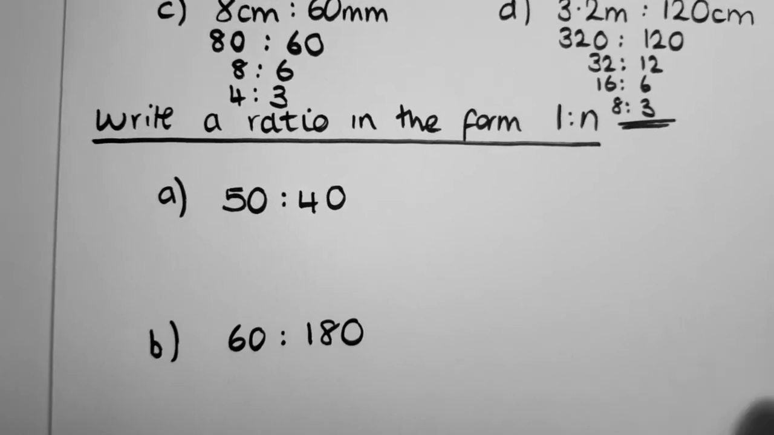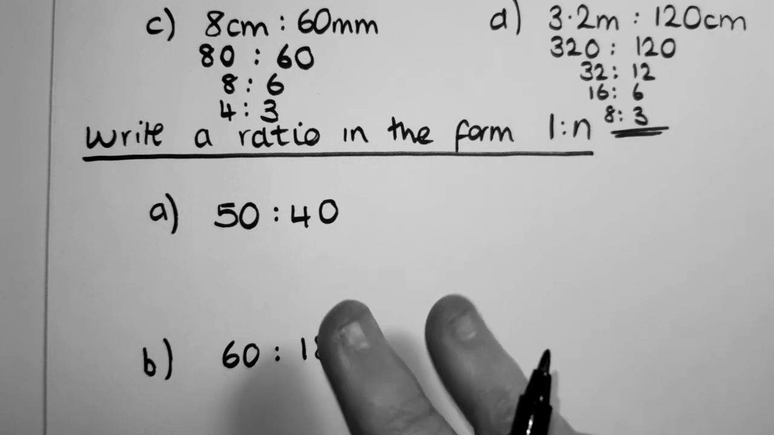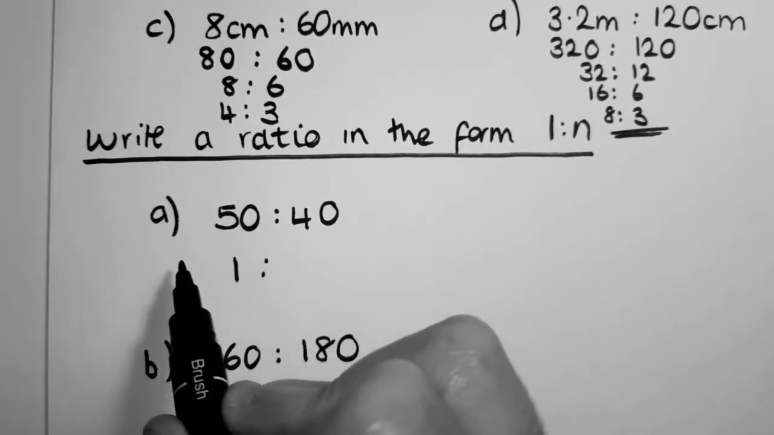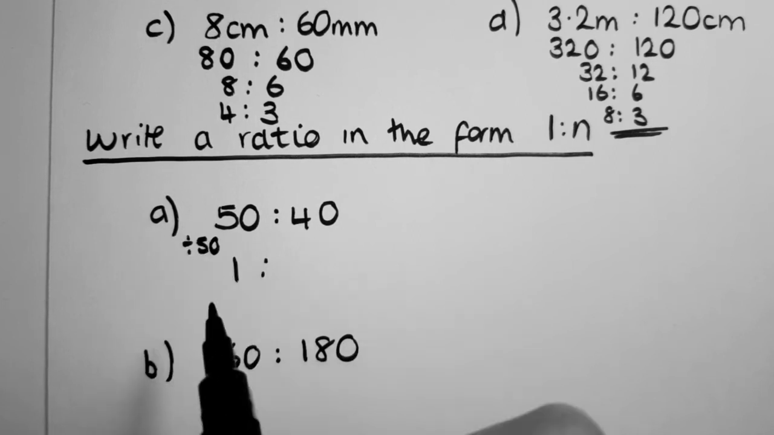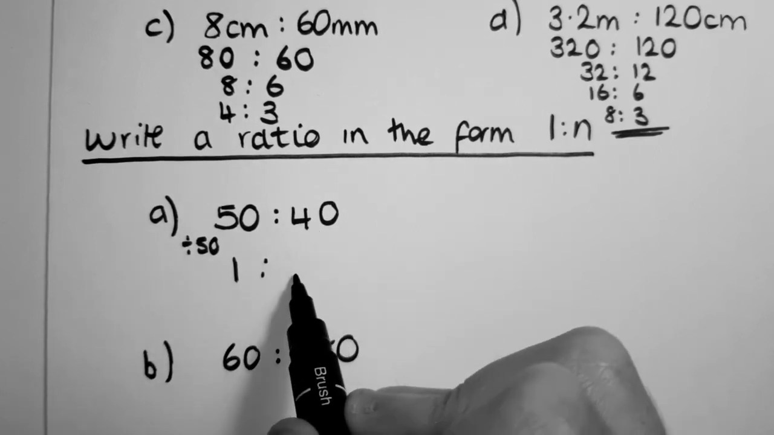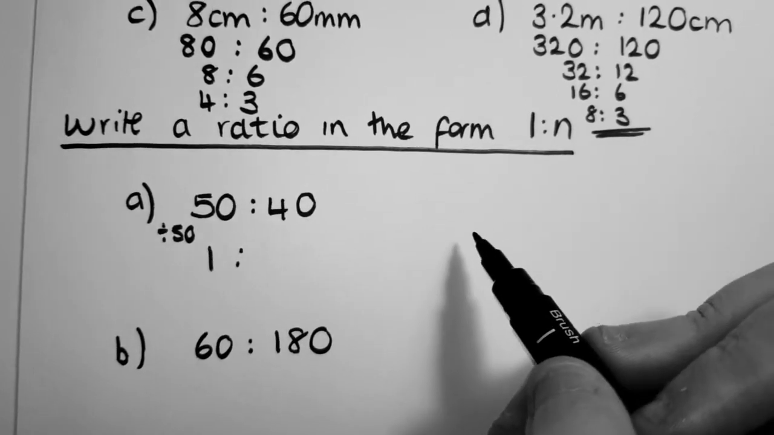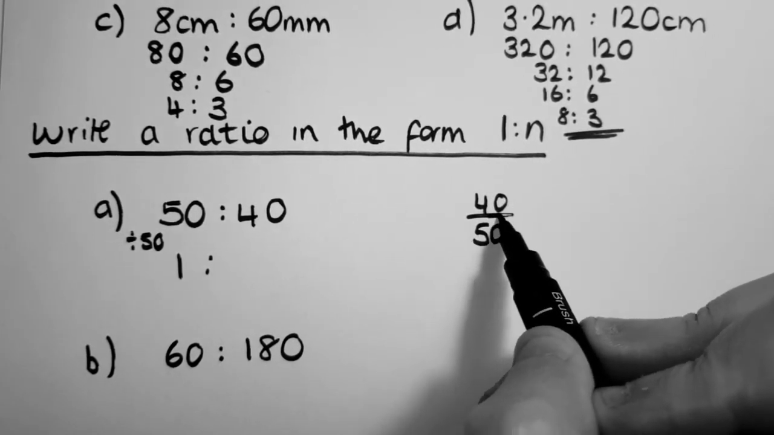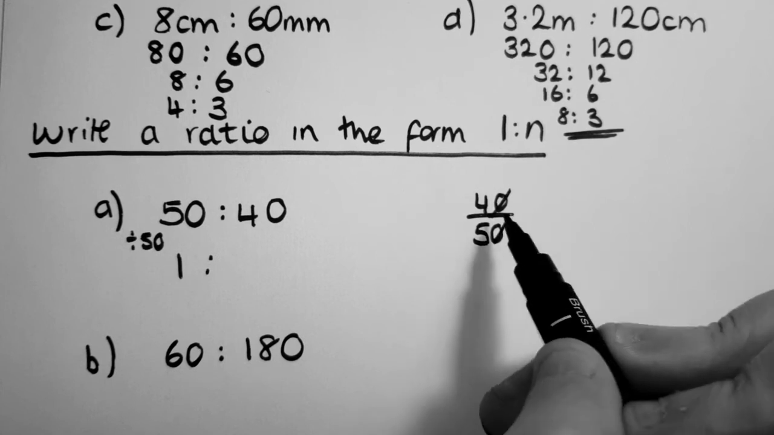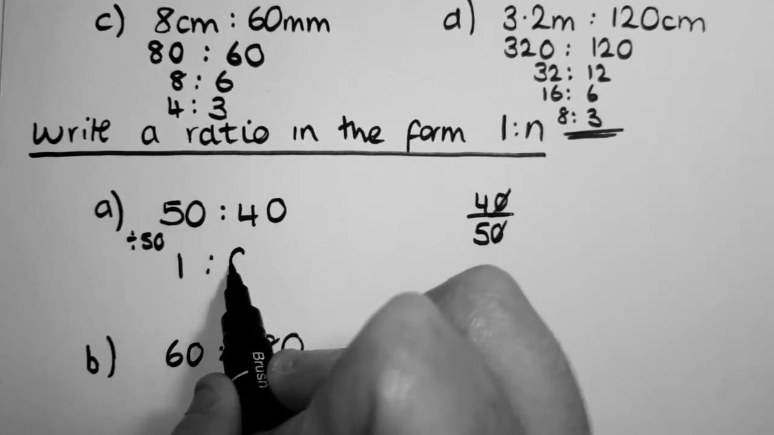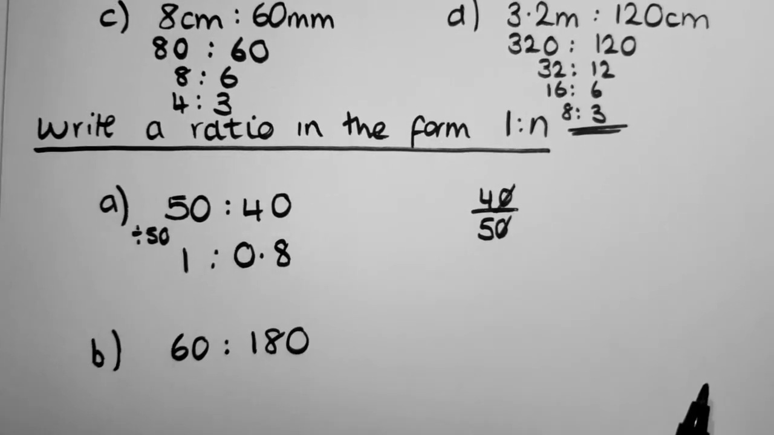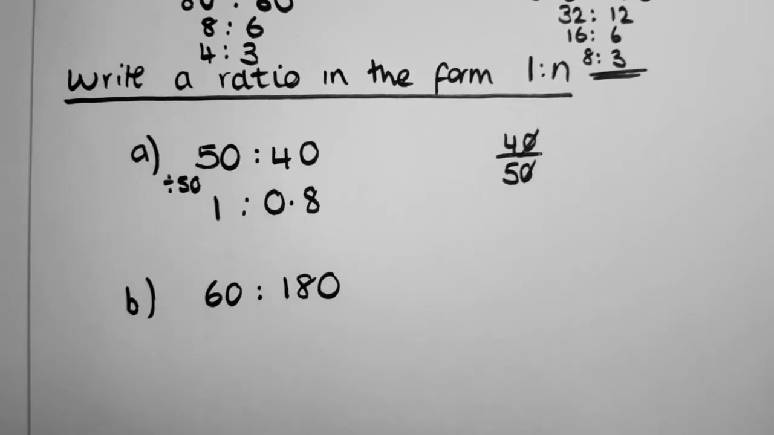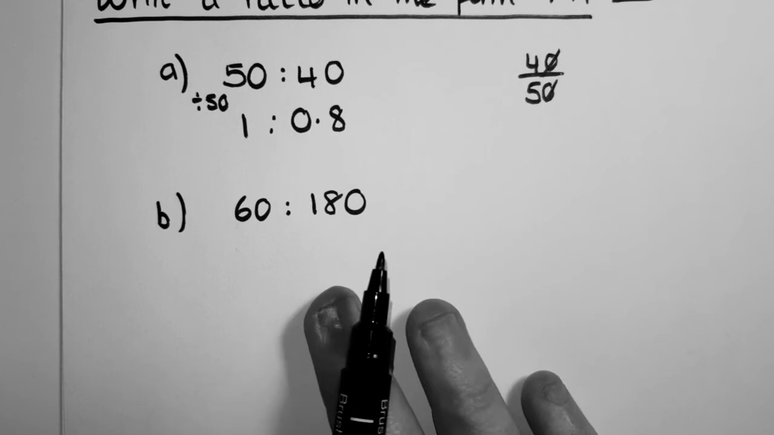Okay, next one, write in the form 1 to n. So all you need to do for 1 to n, as long as there's no units, is try to make the first number say 1. So to get from 50 to 1, I would divide by 50, which means this one is 40 divided by 50. If you've got a calculator, just type in 40 divided by 50. If it was non-calculator, 40 over 50, they've both got a 0 in, so I can make 4/5, which is 0.8. But these ones do tend to turn up on a calculator paper. They can be decimals. They can also come out as whole numbers.